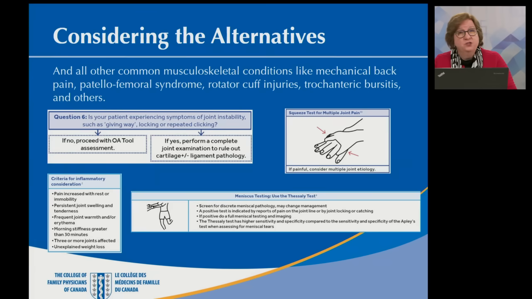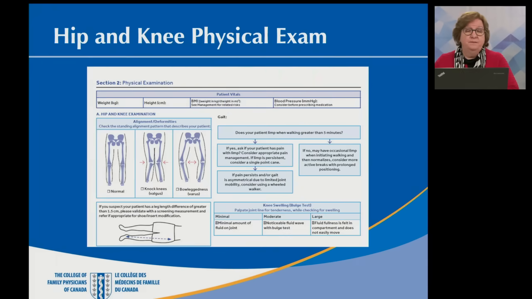What am I trying to do in these questions? Just looking at how this may change from your current assessment, definitely trying to start the staging early, trying to rule out inflammatory arthritis, trying to identify instability, and trying to look at any multiple joint symptoms and comorbidities.